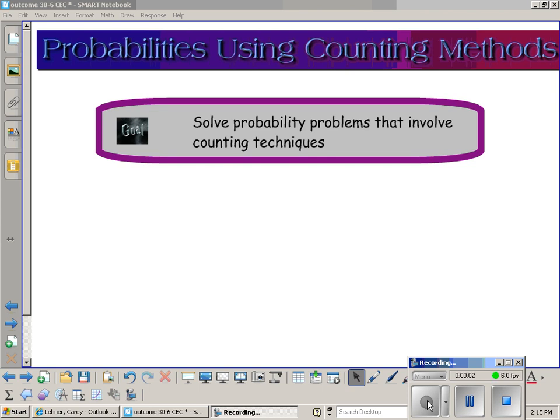In this lesson, we are going to look at solving probability problems that involve counting techniques. We've spent a whole lot of time so far talking about probability and odds, probability of two events. Now we're going to look at probability that involves these counting techniques.